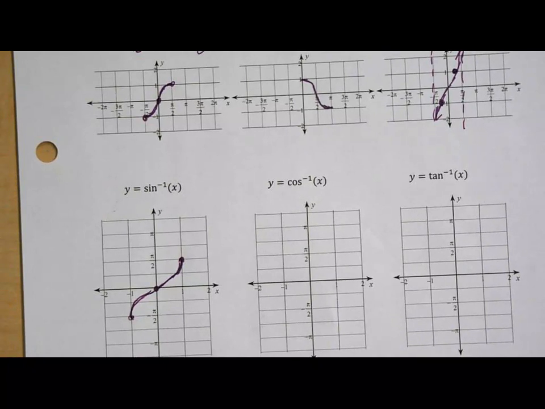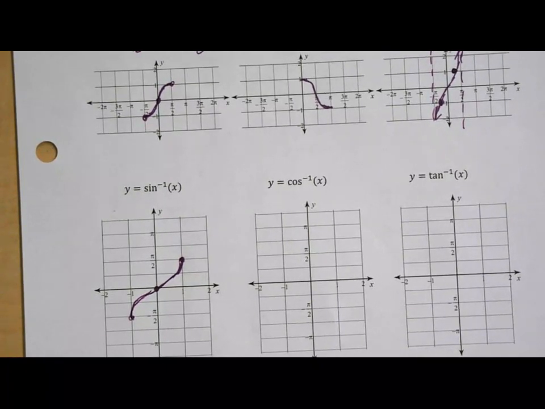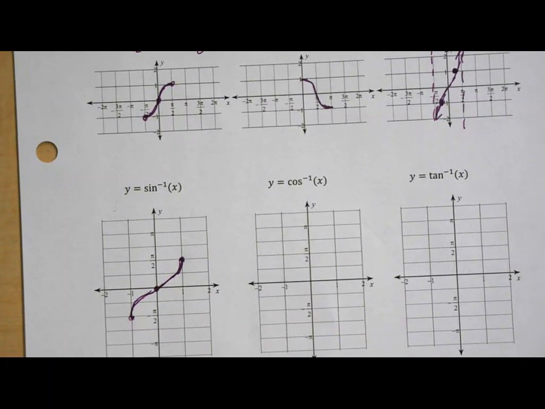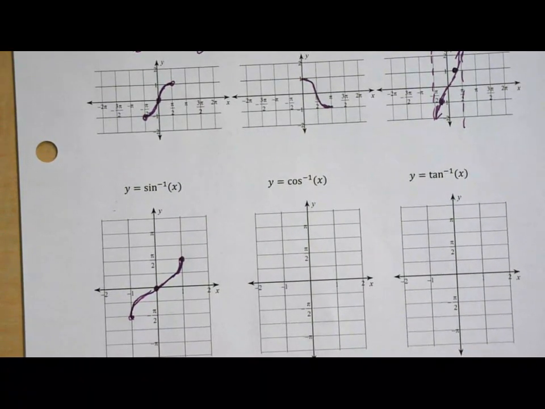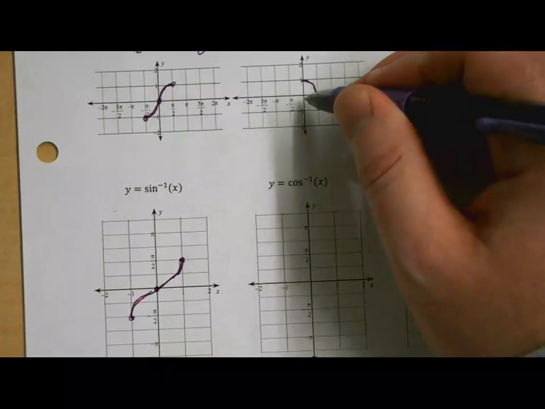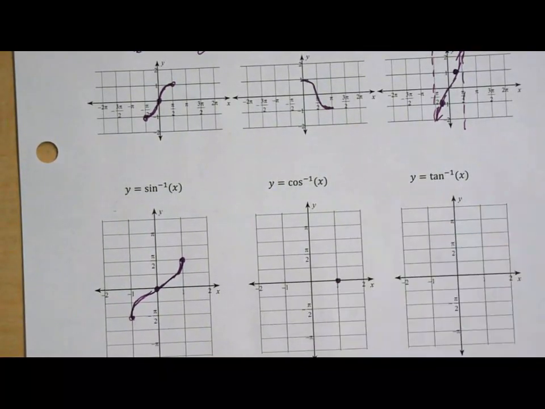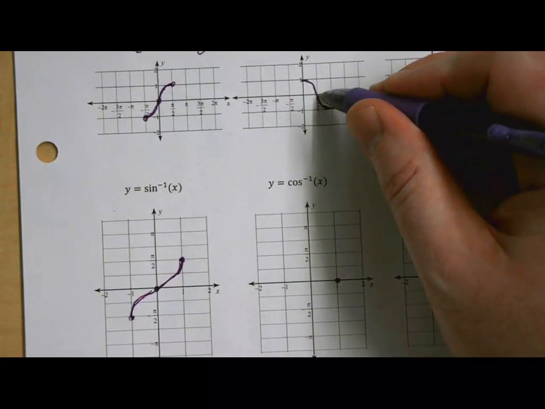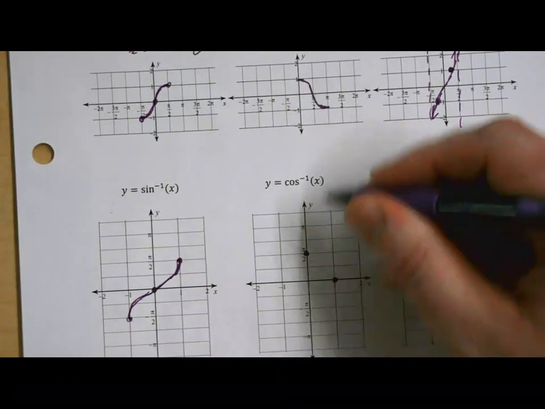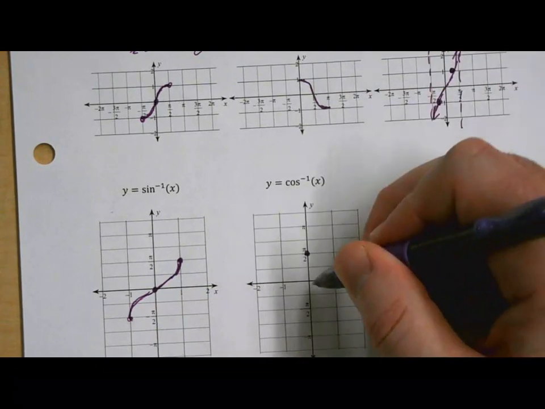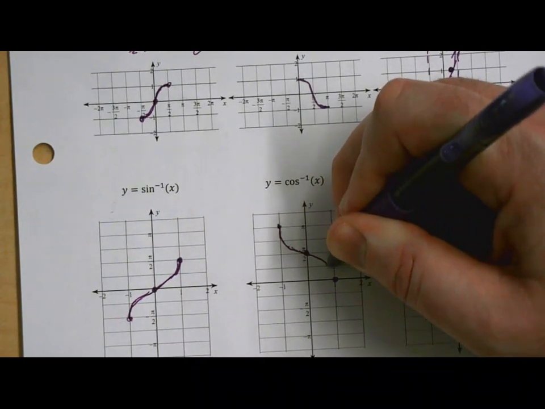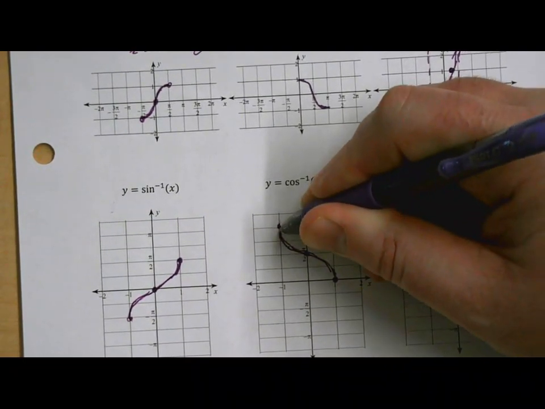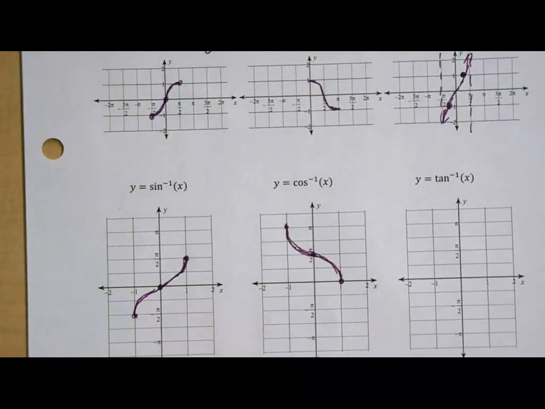All right, do the same for cosine. This one doesn't go through the origin. What do we got? 0, comma 1 is going to become 1, comma 0. Pi over 2, comma 0 becomes 0, comma pi over 2. Pi, comma negative 1 becomes negative 1, comma pi. It almost looks like a shifted and reflected version of the inverse sine.